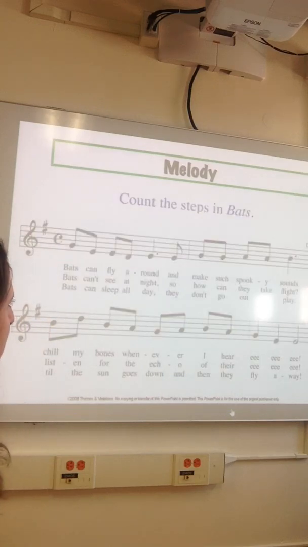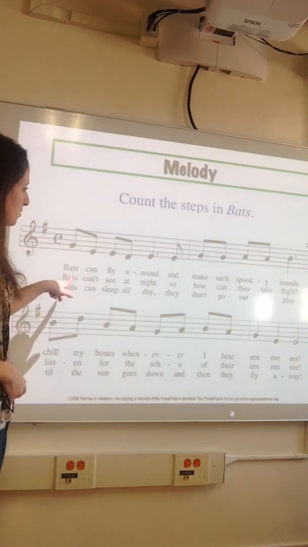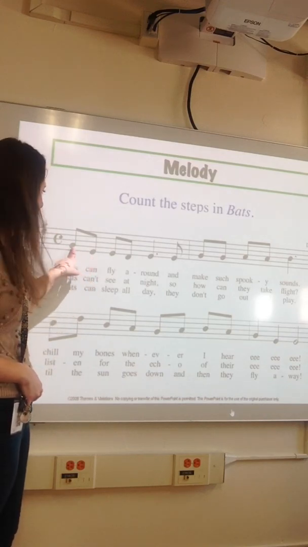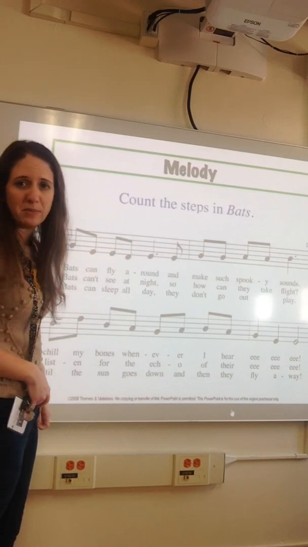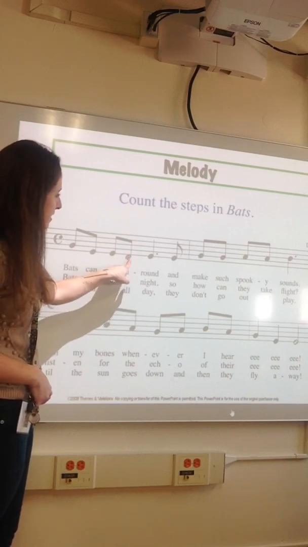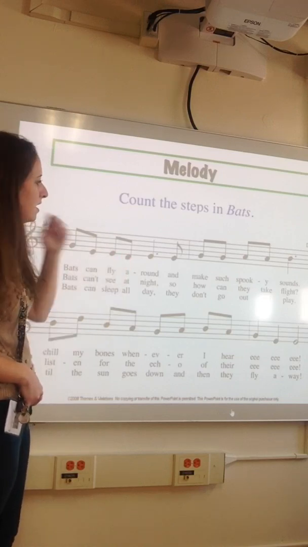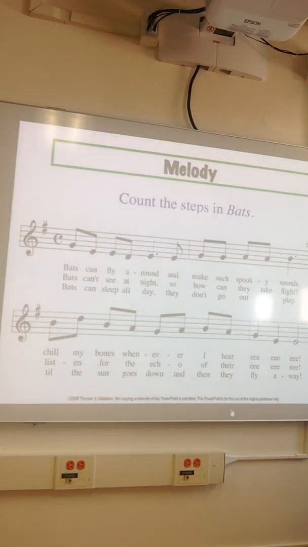Count the steps in Bats. And again, we're looking for a line note to a space note. This is a line note to a line note because the note head is going right through the line. So that would not be a step. Here we have a step: a line note going through to a space note right here. So we have a step from E to D. So if you look at our song Bats, we can tell there are a lot of steps in this melody.